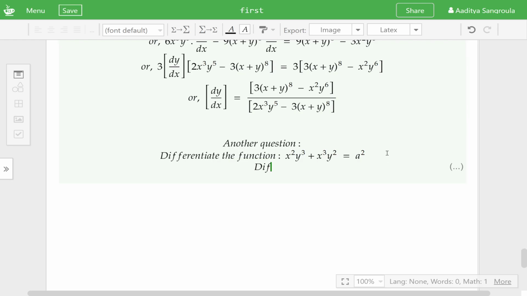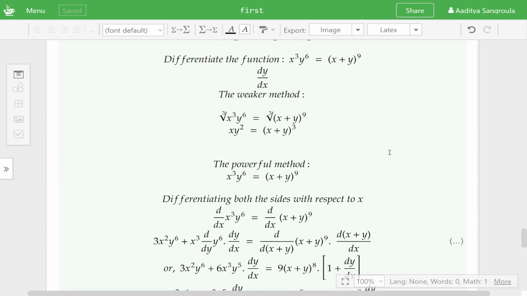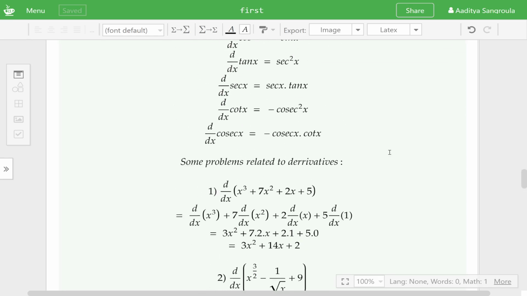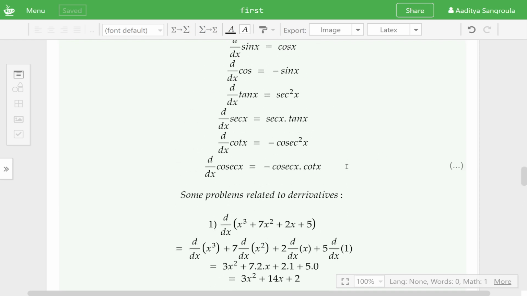So we say differentiating both sides with respect to x, and whatever we used here, this is called the chain rule, right? I can give you an example of chain rule. Okay, we have it. Let me go here.